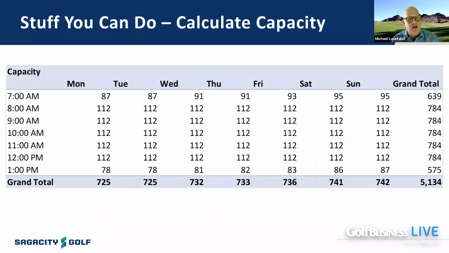When you're talking about calculating the performance of your course by day part, you need to start with the capacity. So, there's a pretty simple way that you can build a table of capacity based on sunrise and sunset. This is 4 weeks of data, shows that this golf course had 5,134 rounds of capacity over the last 4 weeks, over a 4-week period.